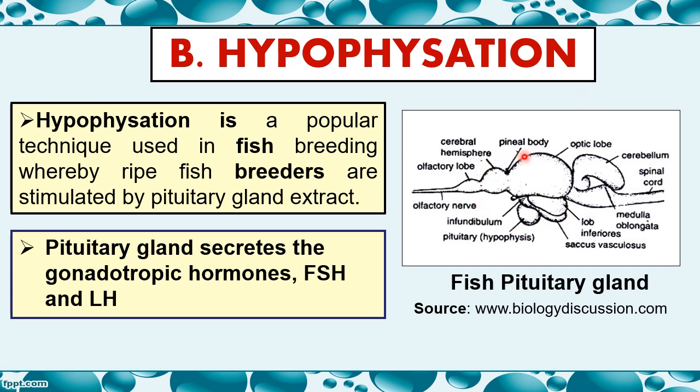This is the diagram of the pituitary gland in fish. This pituitary gland is connected with a bone called the sella turcica. It is connected to the hypothalamus. The pituitary gland secretes several hormones, out of which two hormones, namely follicle stimulating hormone (FSH) and luteinizing hormone (LH), take a key role in gonadal maturity and development in fish.